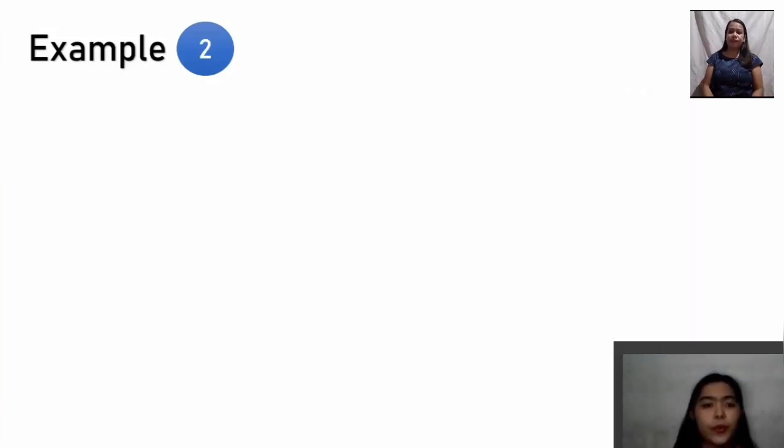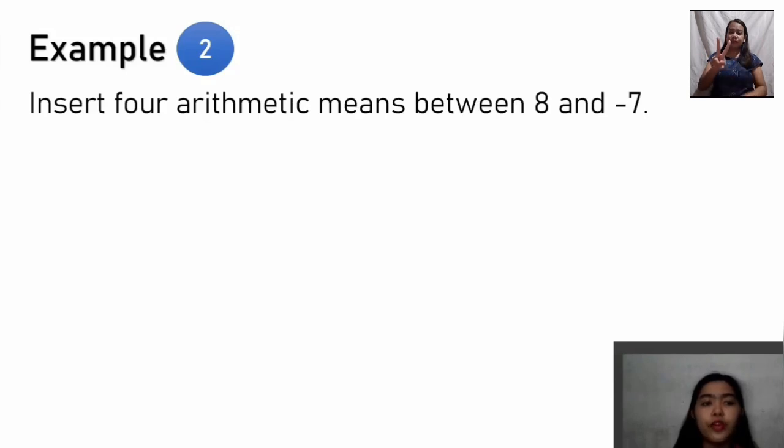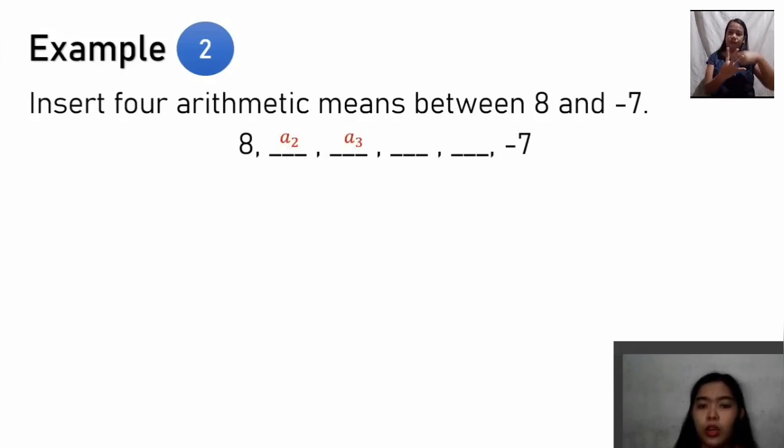Example number 2. Insert 4 arithmetic means between 8 and negative 7. So here, we are going to insert 4 arithmetic means. So that is 8, a sub 2, a sub 3, a sub 4, a sub 5, and negative 7.